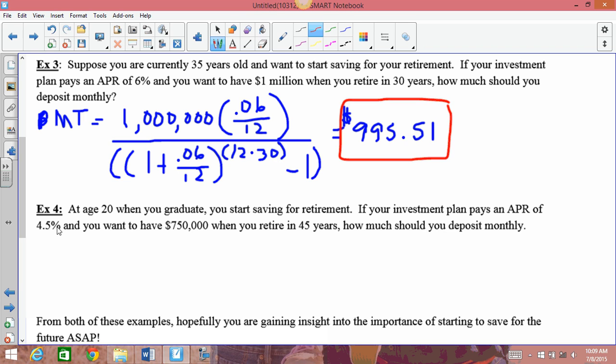These interest rates, though, it should be noted, are a little high for right now. It's hard to come by these nice interest rates too. So that's another, I guess, a little bit of a flaw in these particular problems.